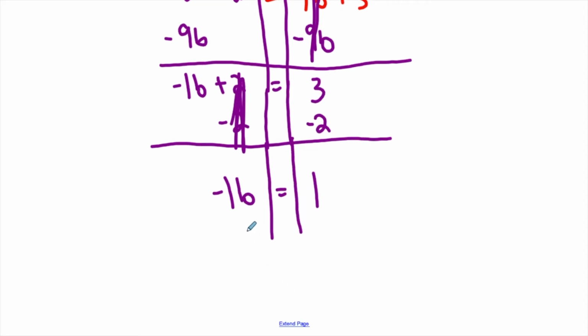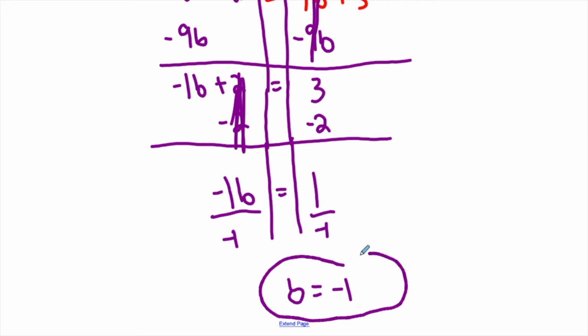And the last thing we need to do is get b by itself, so we have to get rid of the negative 1. So we divide both sides by negative 1. Break out your calculator if you need to, but in this problem we get b equals negative 1. And there is your final answer.